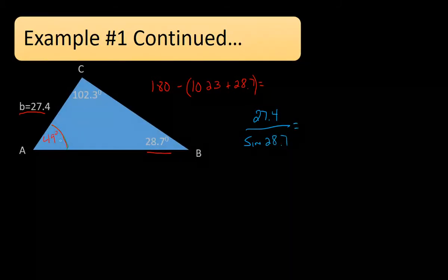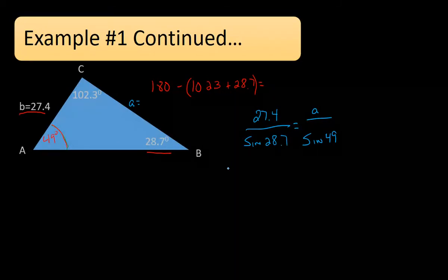And let's say we're going to start with a. So we're going to try to find little a over here. So a over sine A, and A was 49. So we have b over sine B and a over sine A, and we're missing one of the variables. We are going to cross multiply and divide.